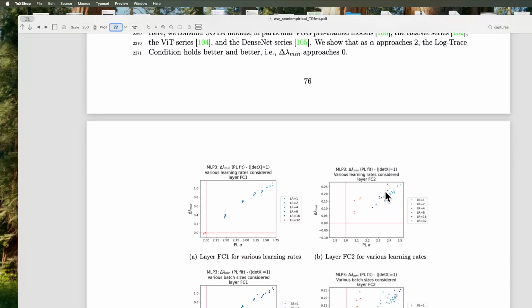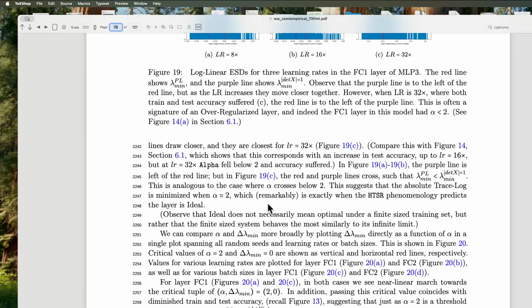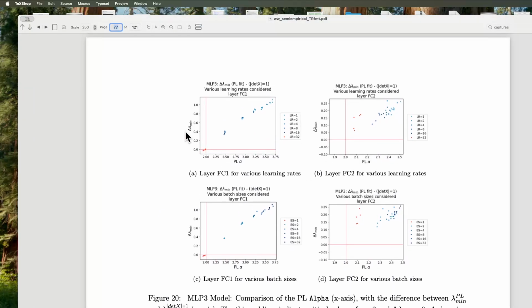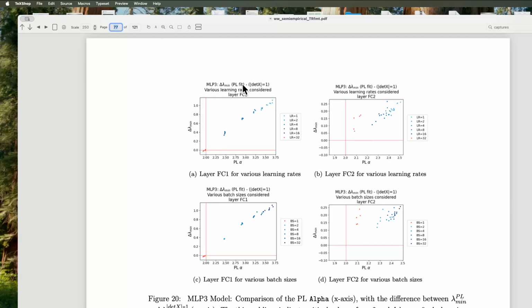You can plot the difference between the purple and the red line, which we call delta. We put that delta on the y-axis and alpha on the x-axis. You can see that as alpha approaches 2 for a layer, again, as we change the learning rate, that difference between the purple and the red line goes to 0. And if alpha drops below 2, that difference drops below 0.